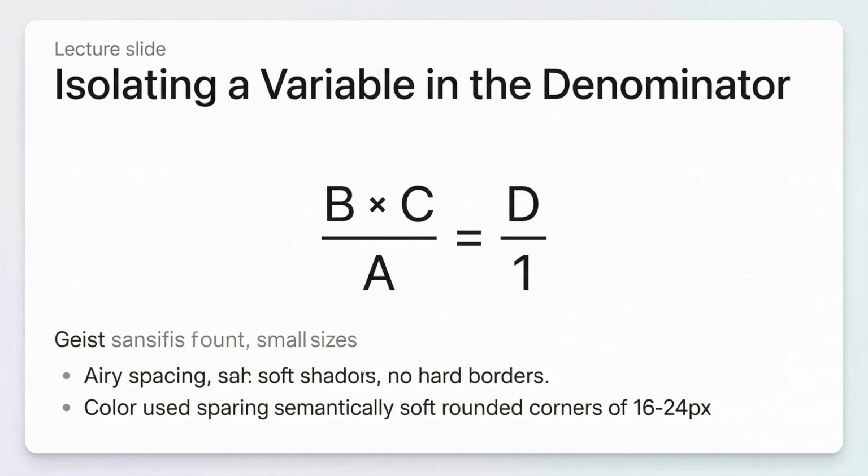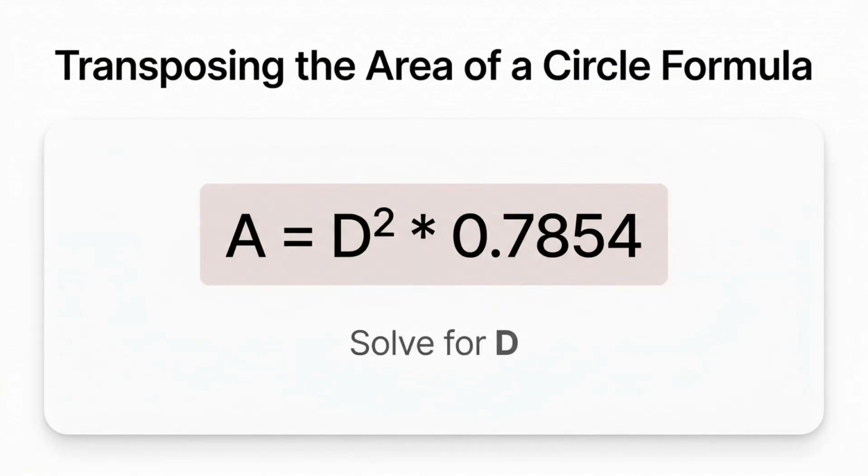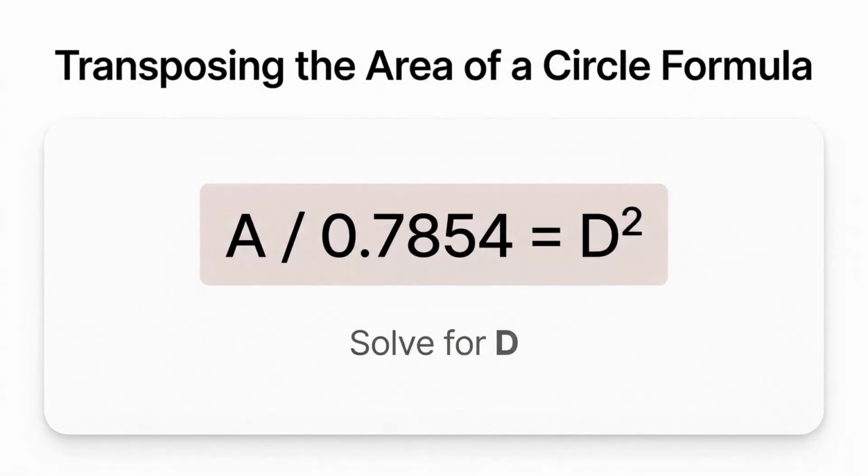Let's apply these rules to a real-world formula, the area of a circle. The formula is area equals the diameter squared times 0.7854. Our task is to transpose this formula to solve for the diameter, d. First, we need to isolate d squared. We do this by dividing both sides by 0.7854. This leaves us with d squared on one side and the area divided by the constant on the other. We would then use square roots to find d, which we'll cover later.